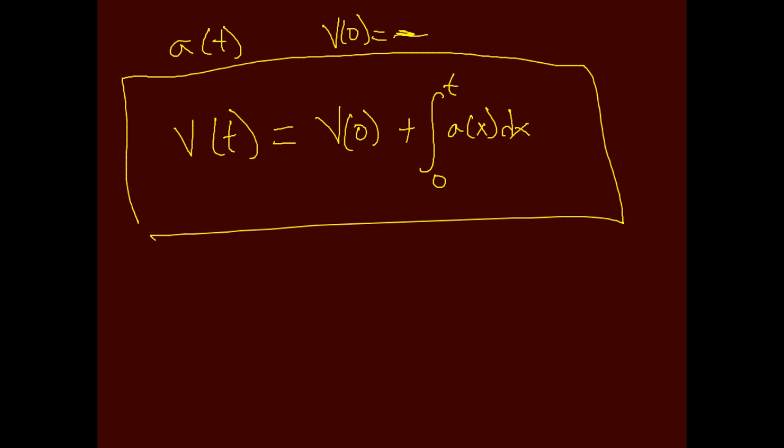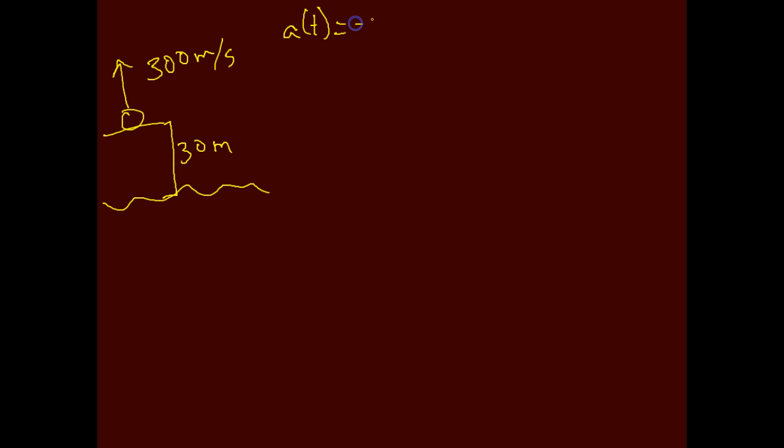So let's use an example here to illustrate all of these principles. Let's say we have a cannon, and it's going to fire. This cannon is starting, let's say, 30 meters above the ground, and it's firing a cannonball straight up in the air at 300 meters per second. Let's say the only acceleration acting on this cannonball is the acceleration due to gravity, which we'll say is a constant negative 9.8 meters per second squared.